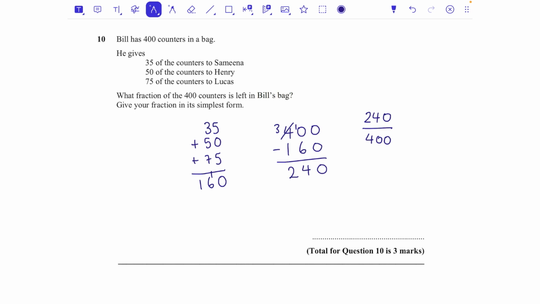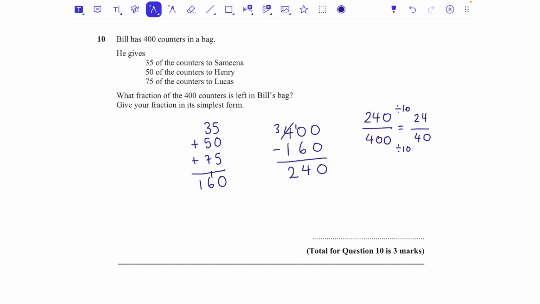Now, the easiest way to simplify it is to put it in your calculator. You've got a calculator for this, so you could just type it in and it will simplify it for you. But let's look at how else we could do it. We could divide the top by 10 and divide the bottom by 10. We're looking for common factors that we can divide by, which gives us 24 over 40.